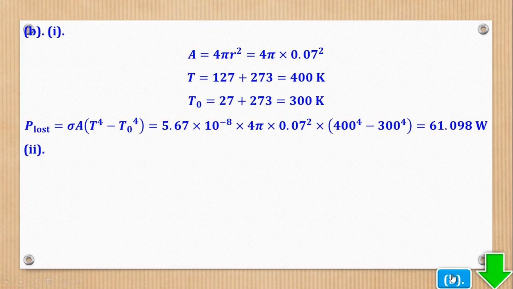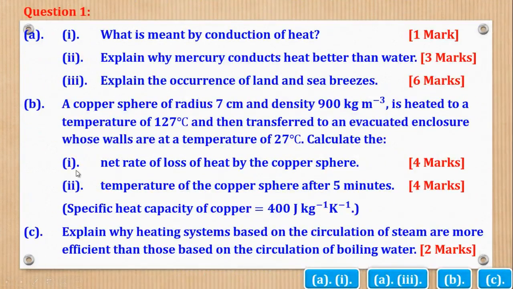Now we shall go to part B, Roman 2. They said calculate the temperature of the copper sphere after 5 minutes. And they said the specific heat capacity of copper is 400 joules per kilogram per Kelvin.